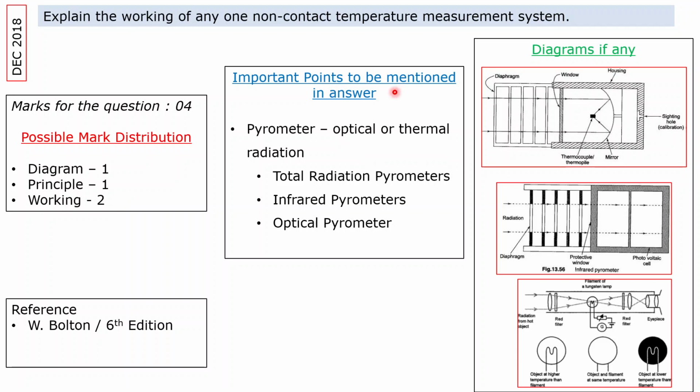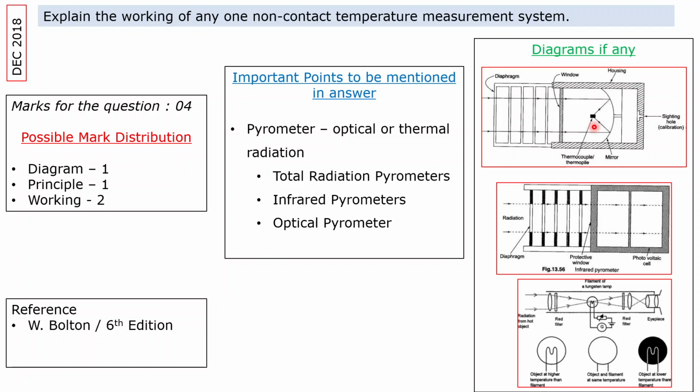The important point to be mentioned in your answer is any one non-contact temperature measurement system. You can mention the first one, which is a pyrometer. The pyrometer can be a total radiation pyrometer, an infrared pyrometer, or an optical pyrometer. The diagram for each one is shown here. The first one is the total radiation pyrometer. Here you can see all the radiation is incident on a mirror, and it is reflected back toward the focal point onto a thermocouple or thermopile in order to get the temperature.